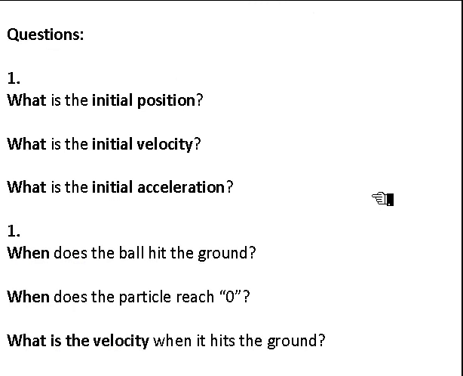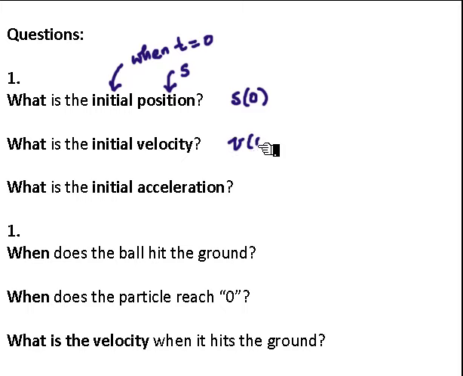Now here are some typical questions that we could be asked about velocity and acceleration problems. Okay, the first is, what is the initial position? Initial means when t equals 0. So if we're talking about position, position is the s function. Initial position would be s of 0. Similarly, the initial velocity would be the velocity function with 0 substituted in.